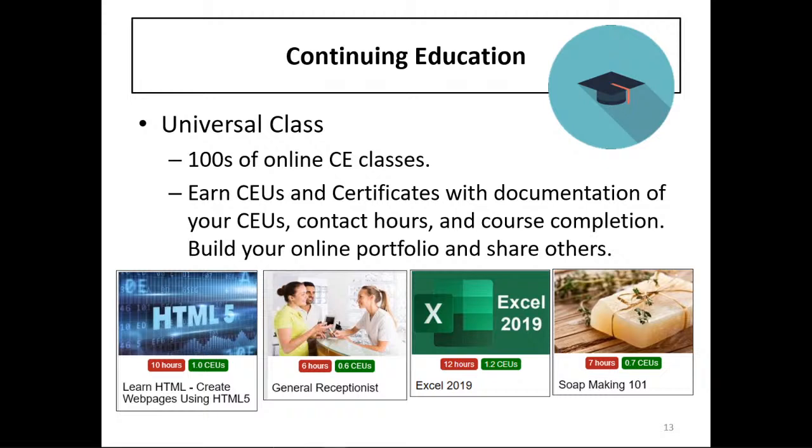Okay, so let's go ahead and talk about our continuing education classes. This is our Universal Class, and I'm going to pull it up and we'll go into a classroom and check it out a little bit. So there's hundreds of online continuing education classes. You can earn continuing education. You get a certificate after you complete the classes as well. If you do need continuing education credits, those are available and it will list what they are.